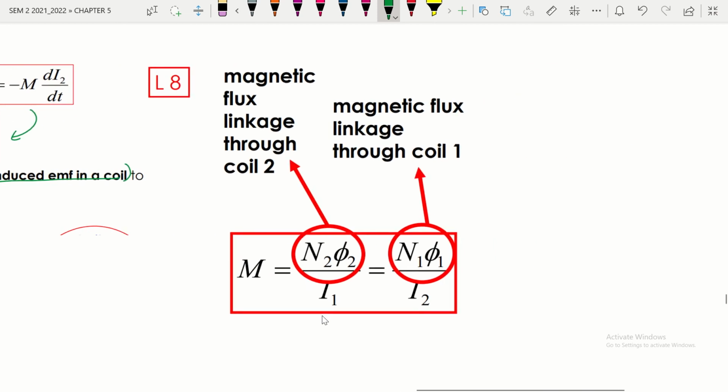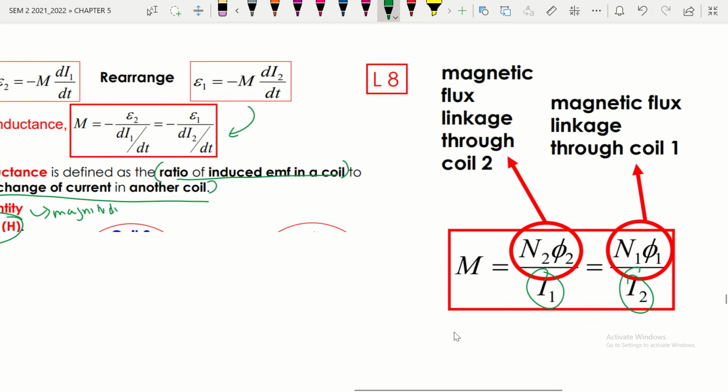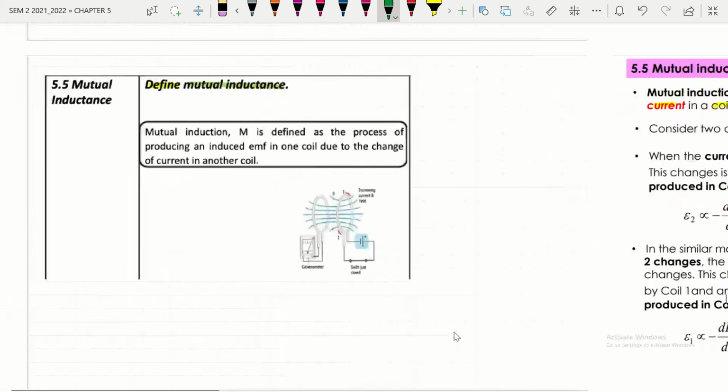So we also can write mutual inductance as magnetic flux linkage through coil 2 darab dengan number of turns of coil 2 divided by current 1, current in coil 1. Or kita boleh tulis juga sebagai number of turns in coil 1 darab dengan magnetic flux linkage through coil 1 divided by current in coil 2. So that is mutual inductance.